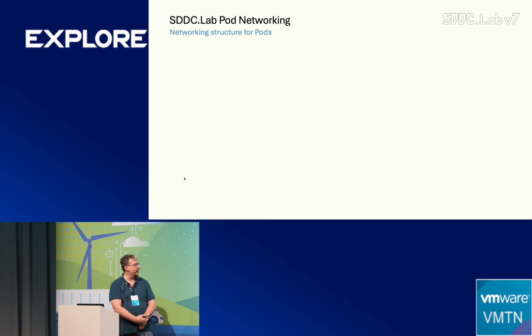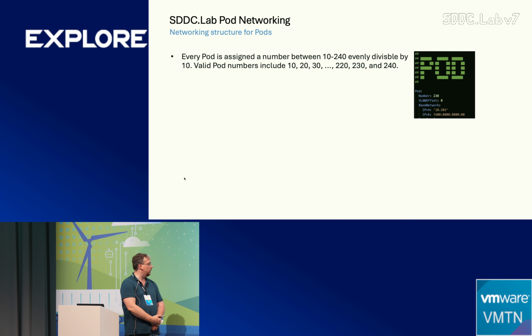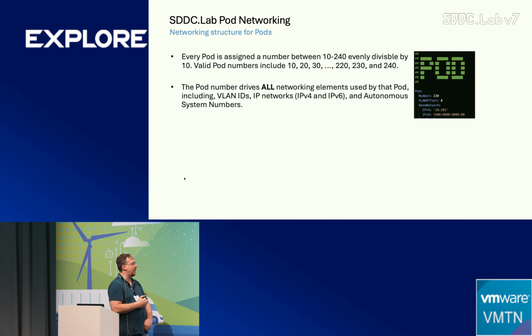So networking is something we have been spending a lot of time on. What we've come up with is that every pod gets a unique pod number, which is divisible by 10. It goes from 10 up to 240, and there's always a gap of 10 between each pod. This is done to keep the pods unique, because this pod number is driving all the networking inside a pod. So we derive IP addresses, networks, VLAN IDs, autonomous system numbers, etc., all from this pod ID. So that's the reason behind it.